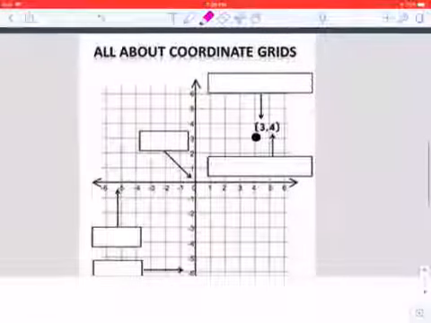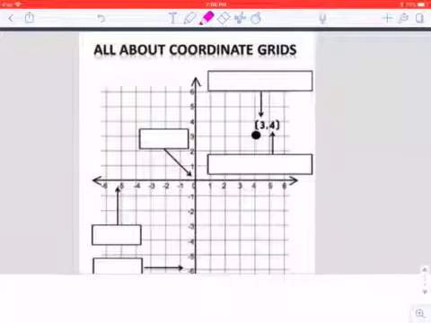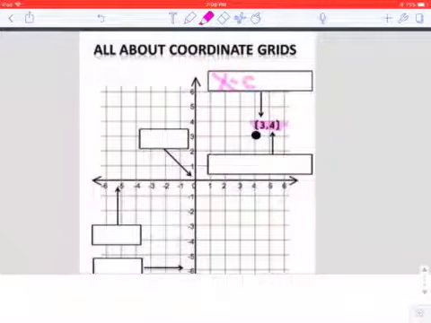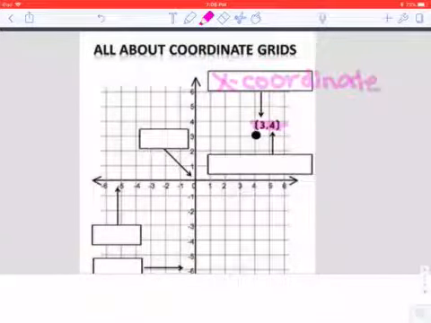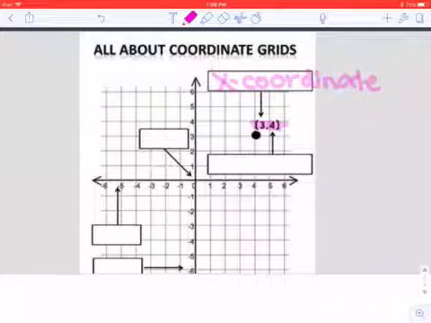Now, this is not in your notebook, but this is something we're going to talk about. An ordered pair are two numbers that go together to plot a point. And right here, 3, 4 is an ordered pair. 3 is called my x-coordinate. And the 4 is my y-coordinate.